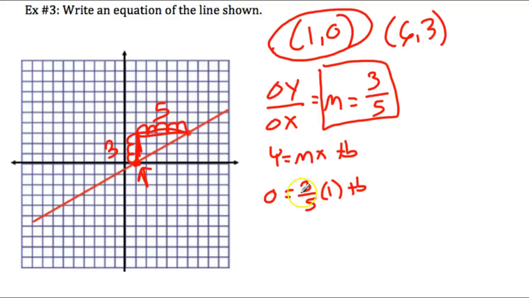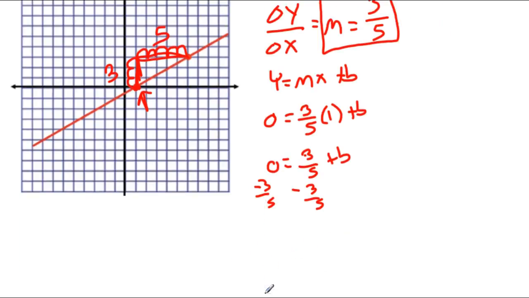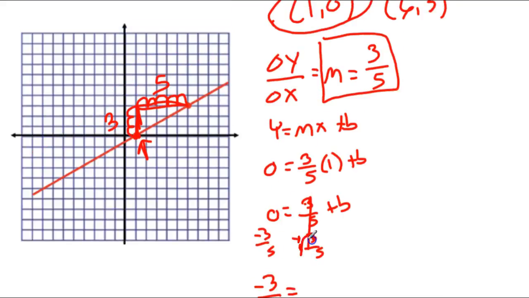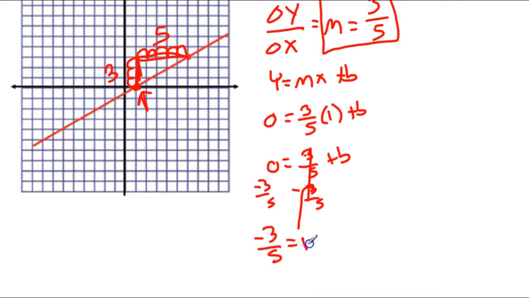1 is a great number too, because when I simplify, 3 over 5 times 1 is just 3 over 5. So I have 0 equals 3 over 5 plus b. To get b by itself, I need to do minus 3 over 5 minus 3 over 5. Those cancel, and I'm left with negative 3 over 5 equals b.